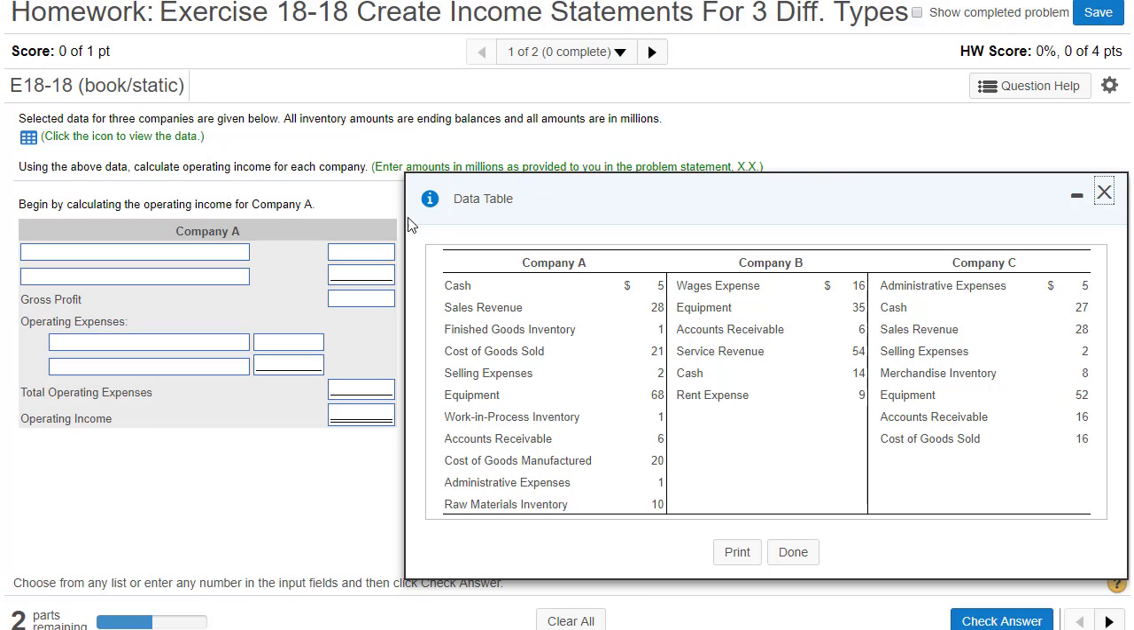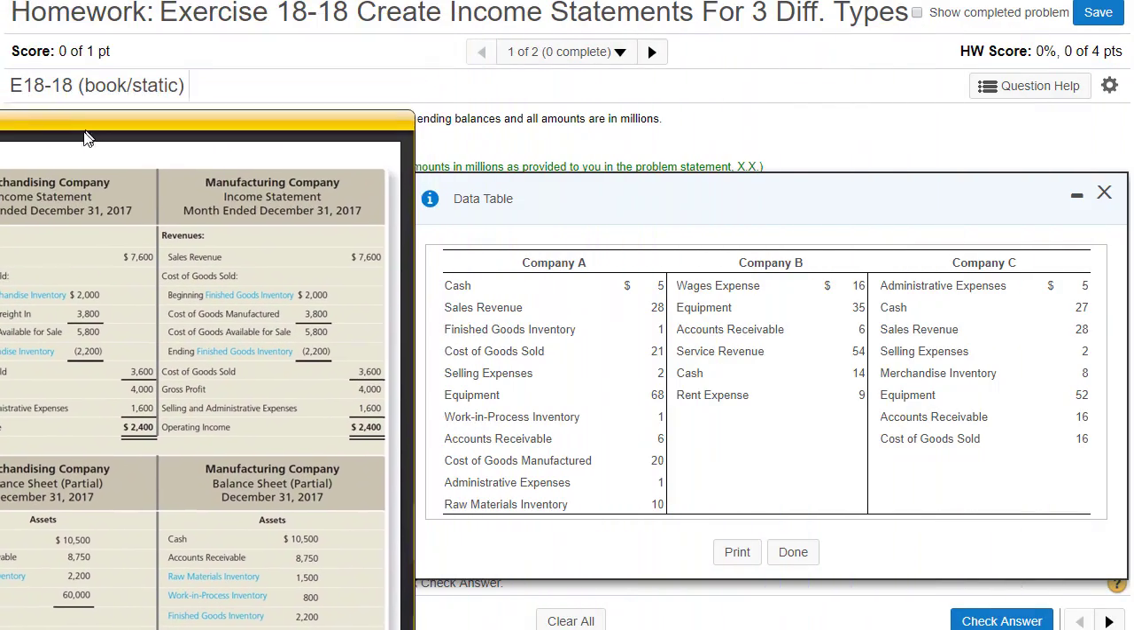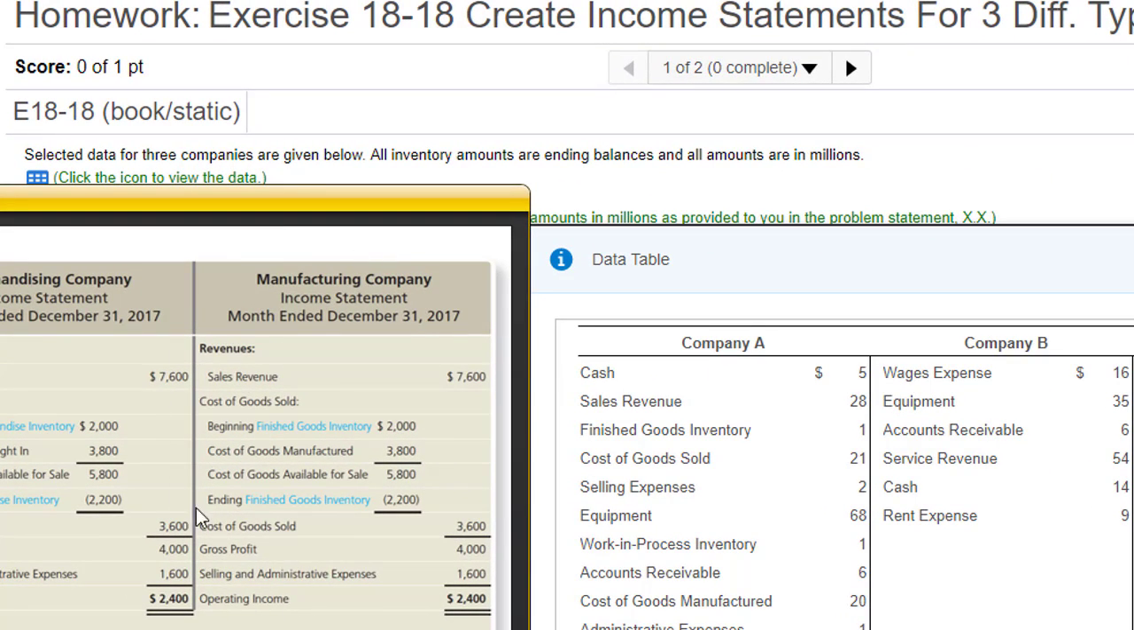Enter amounts in millions is provided for you in the problem. So begin by calculating the operating income for company A. We're going to do the company with the most information first. So let's see if we can figure out what type of company this is. We've got a work in process inventory. We've got cost of goods manufactured. We got raw materials inventory, cost of goods sold, and finished goods inventory. That means, going back to our slide, we're looking at a manufacturing company's income statement.